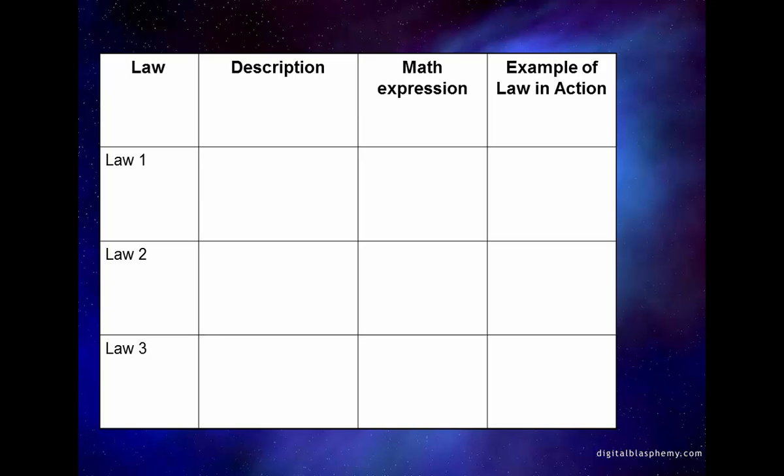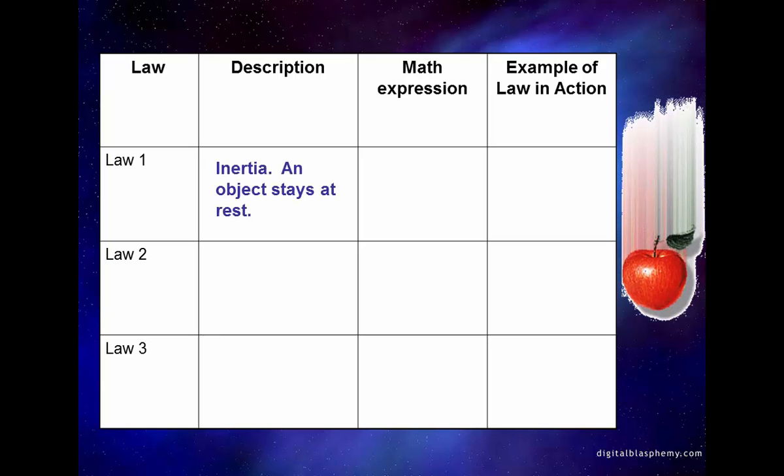So if we summarize Newton's three laws, Newton's first law is the law of inertia. Objects at rest stay at rest. Objects in motion stay in motion. What's the important unless? Unless acted upon by an outside force. We don't really use a mathematical expression for it. An example would just be an object sitting on a table. It stays there unless a force acts upon it.